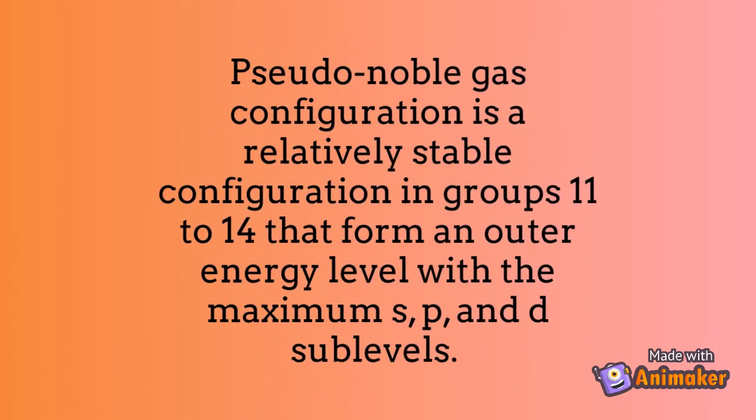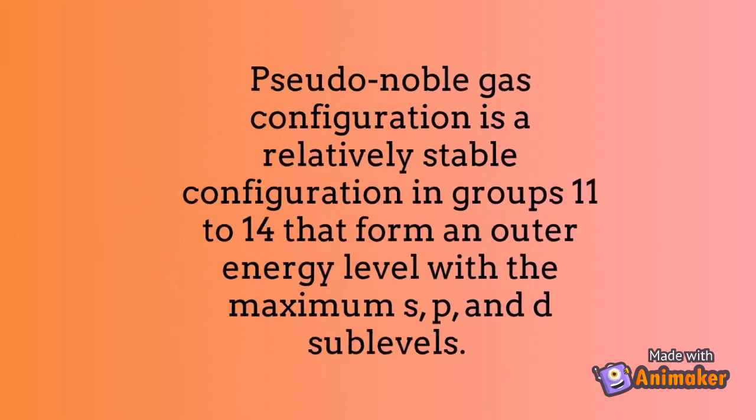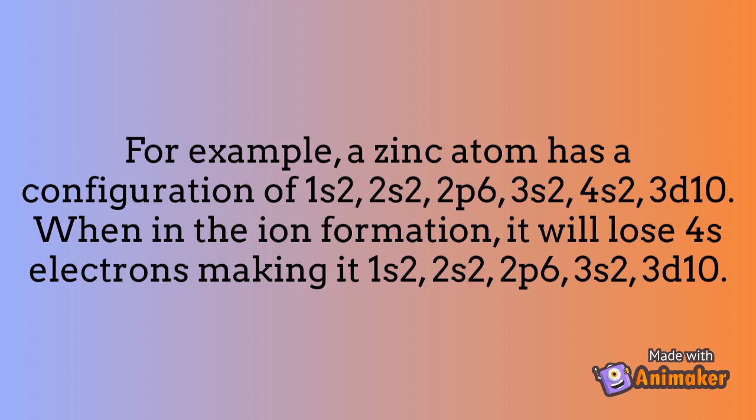Not all configurations are perfectly stable. Isotopic gas configuration is one of them. It forms on groups 11 to 14 that make an outer energy level of s, p, and d sublevel. Like zinc, in this configuration zinc will lose 4s electrons.